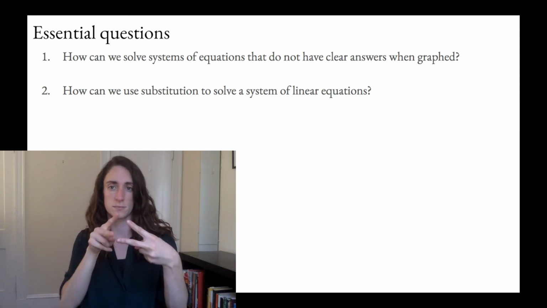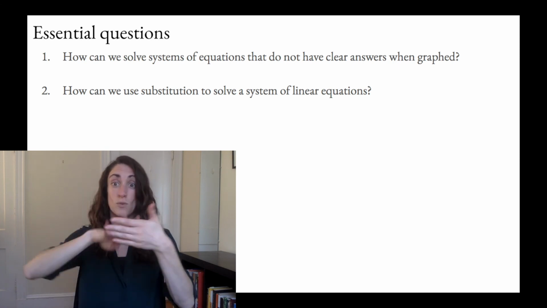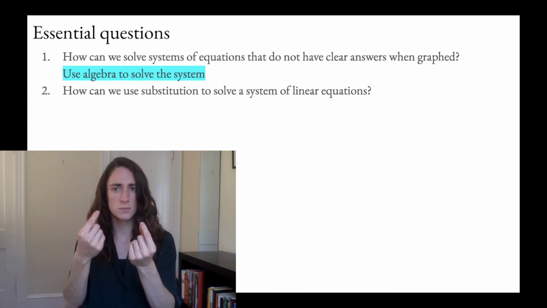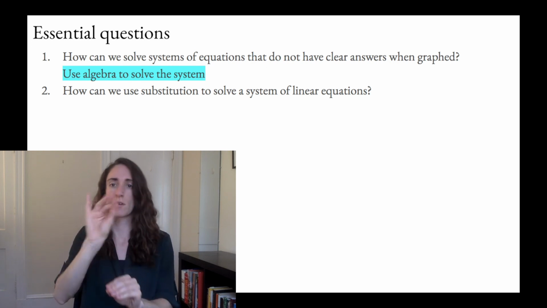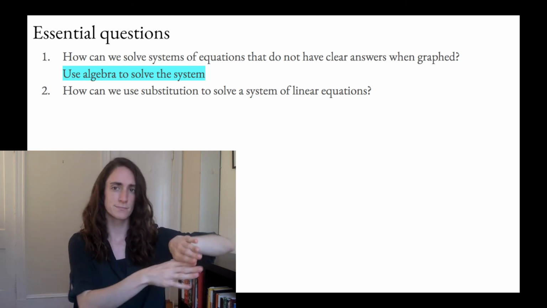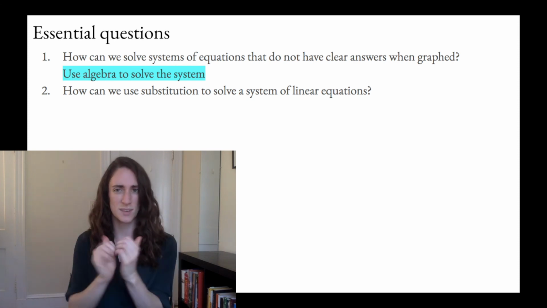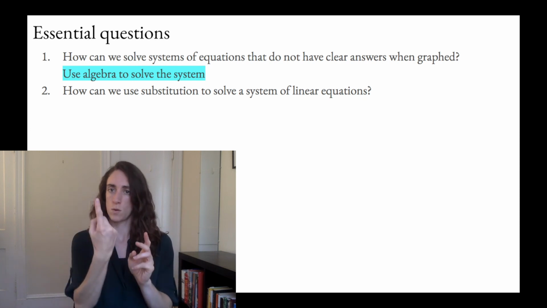So to wrap up, let's go back to those two important questions from the beginning. First, if the graph of a system of linear equations does not show us clearly where the solution is, what can we do? We can use algebra to solve the system instead. We can manipulate the equations with no need for the graph at all. And second, how do we use the substitution method to solve a system? So first, identify which variable is already alone without a coefficient.